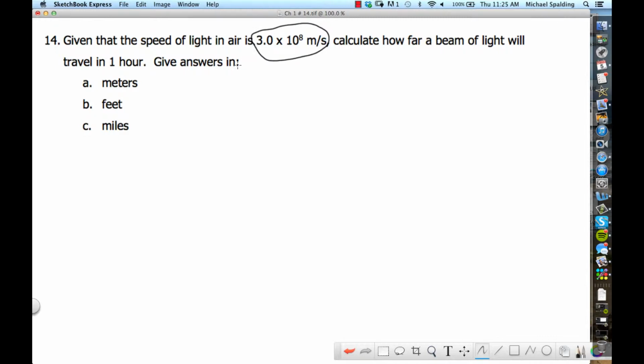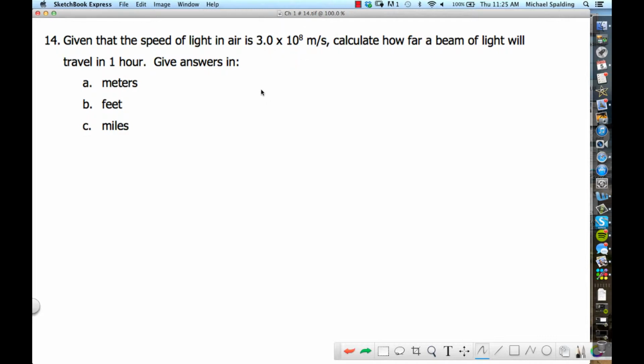Einstein's famous equation. What's Einstein's famous equation? E equals mc squared. This right here is the what? C. C, E equals mc squared. C is the speed of light in a vacuum. Okay, so we have the speed of light in air as 3 times 10 to the 8th meters per second.